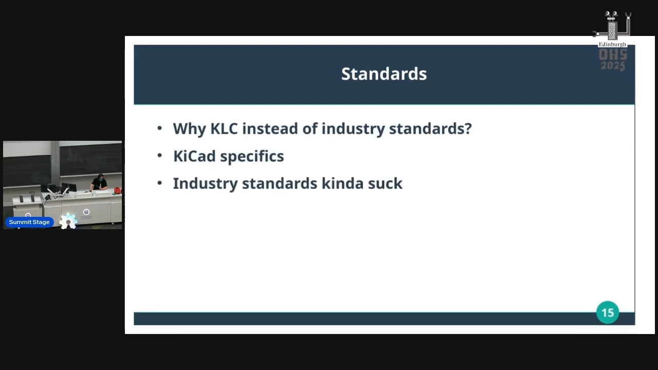So why do we need our own customized KLC as opposed to using industry standards? Well, first of all, we have to make policy specific to KiCad as an application, how it's used. But also, and this is a bit of a rant, there are major problems with industry standards. So the most relevant standards organization for electronics is IPC. And we rely heavily on the IPC 7351 and 7352 series of standards. However, these standards are poorly written. They contain errors, omissions and internal contradictions. 7352 partially supersedes 7351 and has contradictory guidance to it.